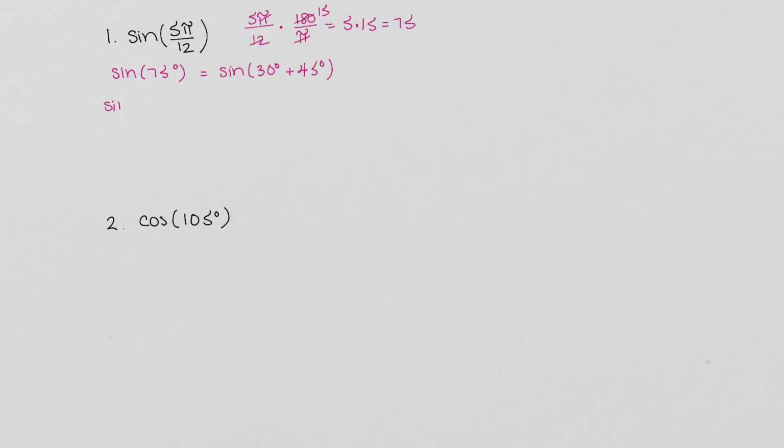So sine of 30 degrees plus 45 degrees is equal to sine of 30 degrees cosine of 45 degrees plus cosine of 30 degrees sine of 45 degrees. And I do know sine and cosine for both 30 and 45 degrees, so I'm going to evaluate that trig function at those numbers.